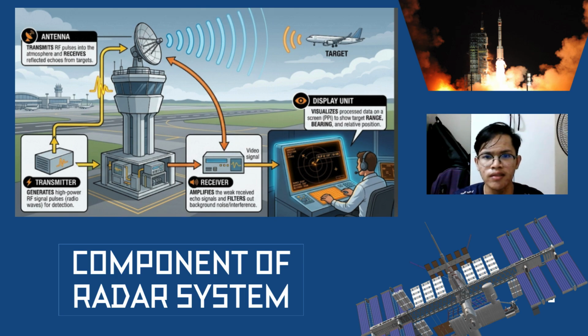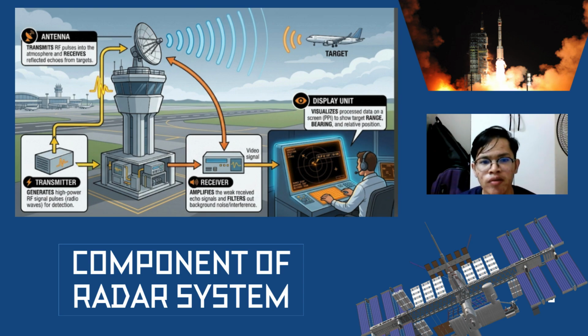The first component is the antenna. The antenna transmits RF pulses into the atmosphere and receives reflected echoes from targets. The next is the transmitter. The transmitter generates high-power RF signal pulses for detection. Next is the receiver. The receiver amplifies the received echo signals and filters out background noise or interference.